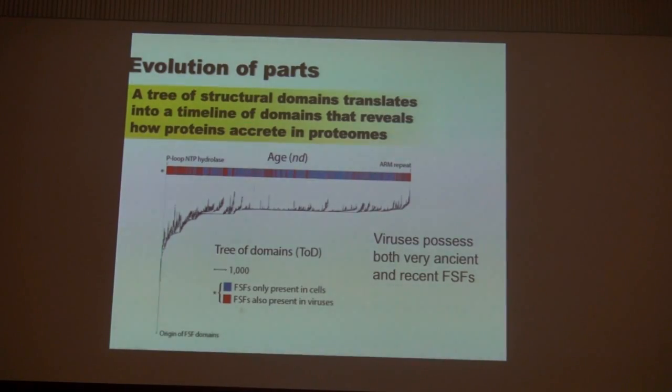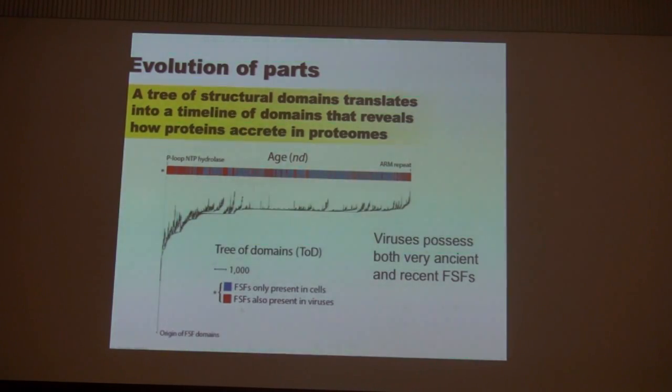So this is the tree of parts. It's a history of accretion. It's an evolutionary accretion process of the parts as they're coming in time. And we're going to see that when you map where the fold superfamily structures are appearing in this time, you have an enrichment very, very ancient, and an enrichment very, very recent. The red coming up in that mapping.